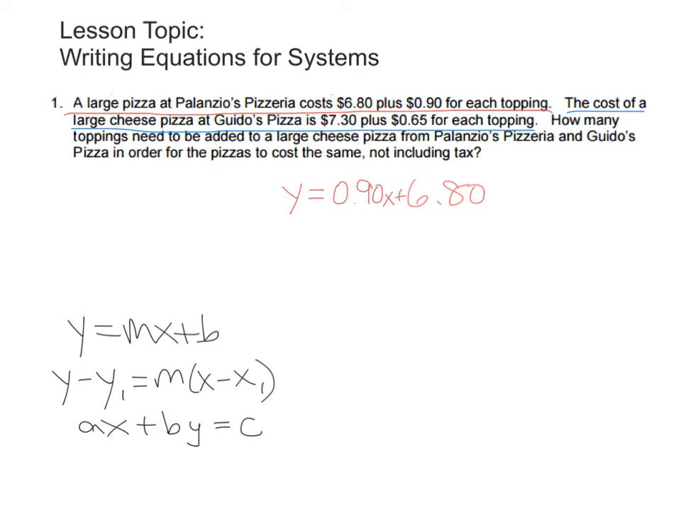Now the other company has the same situation really. It has a starting amount for the pizza. So I'm going to put that over here, $7.30. So their pizza costs more to begin with, but their toppings are cheaper. $0.65 per topping. Multiply that by the number of toppings that you want on your pizza, and we add that to our original amount. So here's our system of equations that we would need to use for this problem.